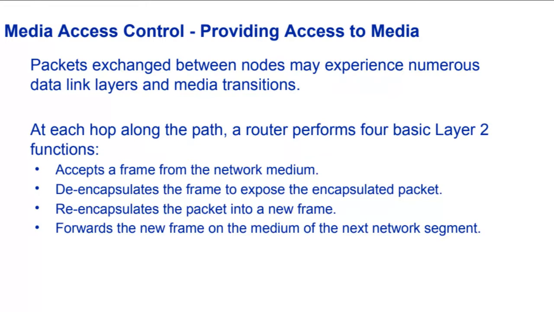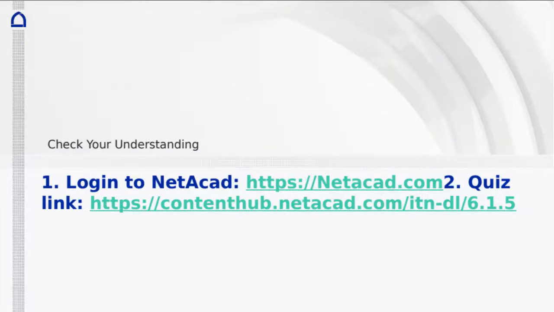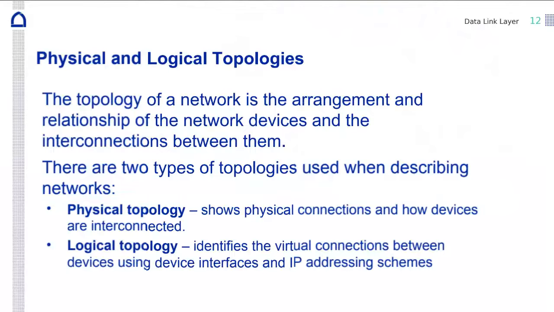So, the router will accept a frame from the network medium, de-encapsulate the frame to expose the encapsulated packets, re-encapsulate the packet into a new frame, and forward the new frame on the medium of the next network segment. This is the router. We will see this recording at the end.